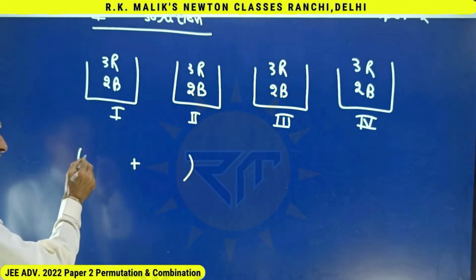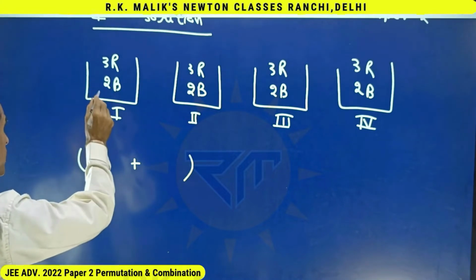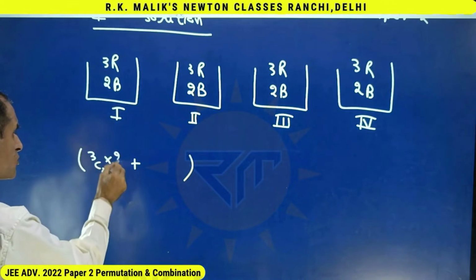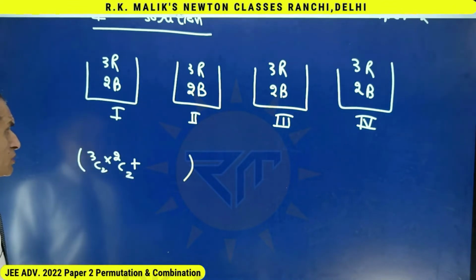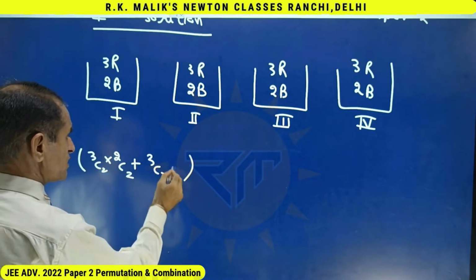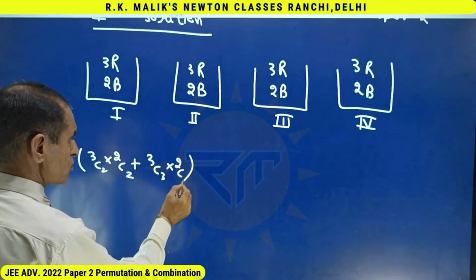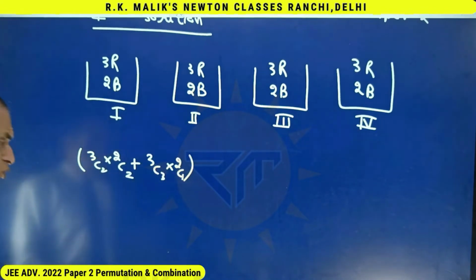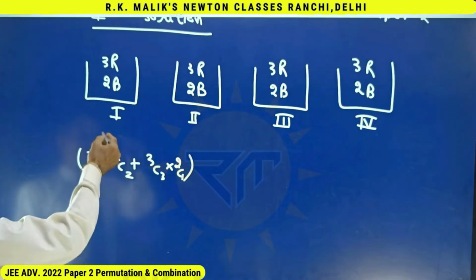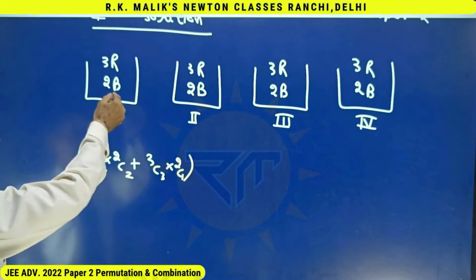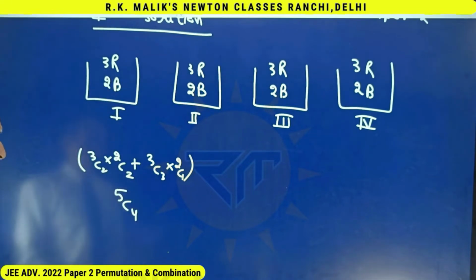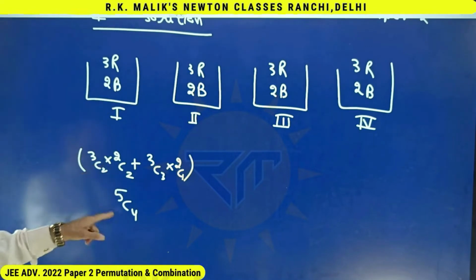Therefore they can come in this way: 2 red and 2 blue, that is 3C2 into 2C2, or 3C3 into 2C1. Or in a simple way I can say, out of 5 balls, any 4 balls have been chosen. This is the same as this.